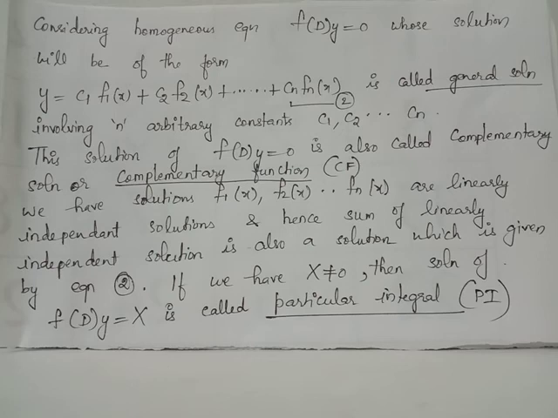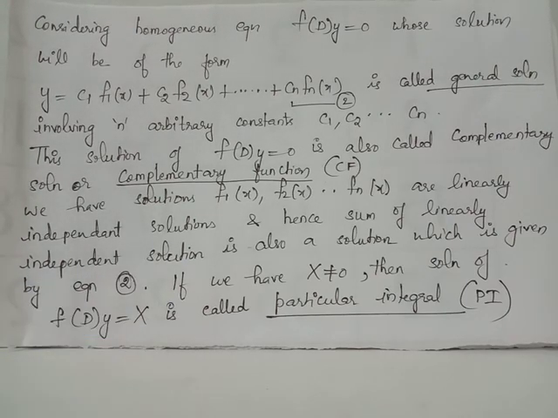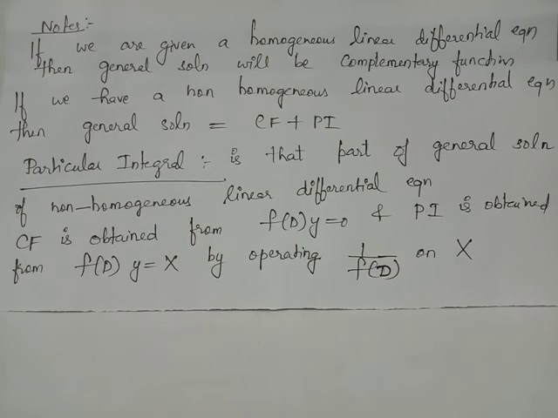Suppose the RHS capital X is not equal to 0 in the equation f of D acting on y equals X. Then we have another part also for the general solution, which will be called the particular integral. When we solve a homogeneous linear differential equation, the general solution will be the complementary function only, but when we solve a non-homogeneous linear differential equation, the general solution will be the sum of the complementary function as well as the particular integral.